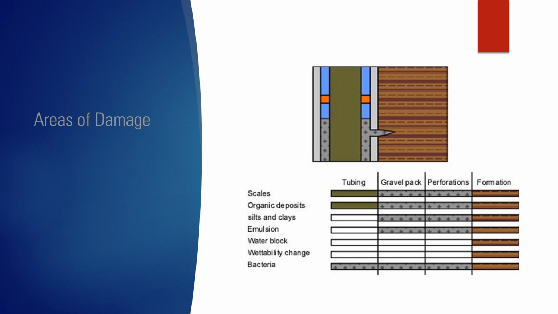This image summarizes the areas where certain damages occur. Scales, organic deposits, and bacteria can appear in tubing. Scales, organic deposits, silts, emulsions, bacteria can appear in the gravel pack. Scales, organic deposits, silts and clays, emulsions, bacteria can appear in perforations, and they can all appear in formation.